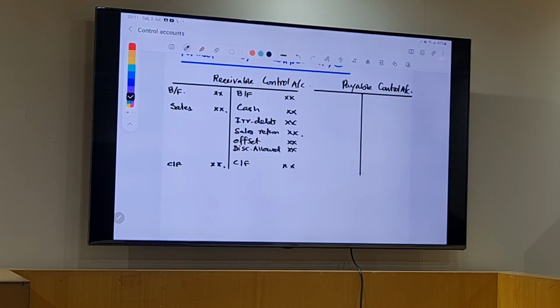This discount, you have two types of discount: discount allowed and discount received. Cash discount and credit. Did we discuss discount? No, then this is the topic that we need to discuss. Okay, let me discuss that after completing this point. So let me balance this now.